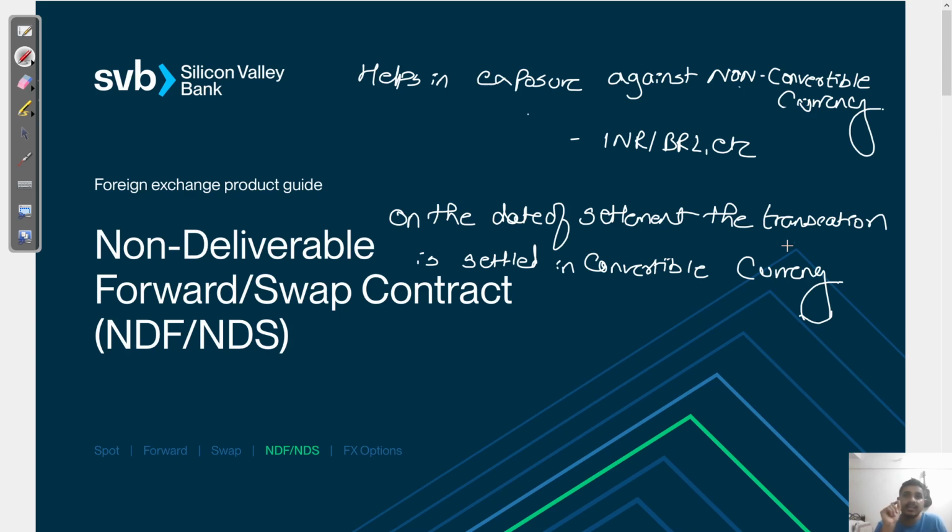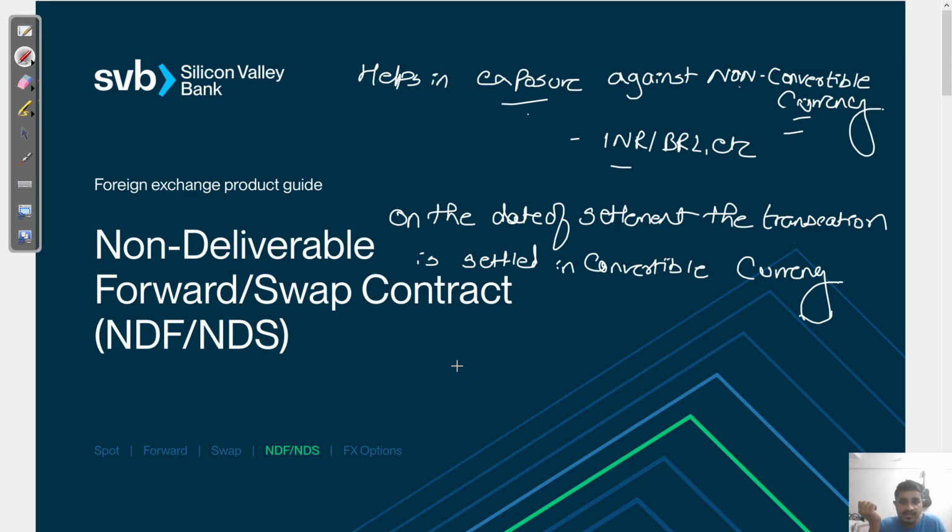Now, why is that? First of all, FX NDF helps in hedging against exposure to non-convertible currency fluctuations, such as India, Brazil, Indonesia, developing countries, right? Because the governments of these countries restrict the convertibility of their currencies so that there is no potential for currency devaluations, etc.